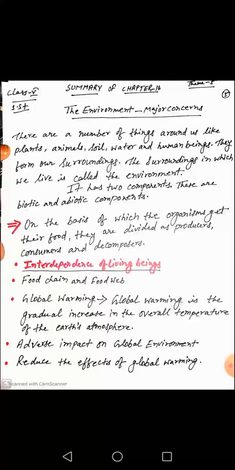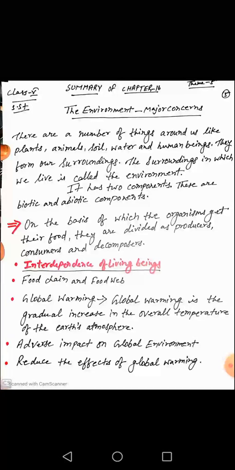Now see, next point in this chapter is interdependence of living beings. कैसे जो है living beings एक दूसरे पे depend होते हैं. The food chain and food web are the diagrams showing this interdependence of living beings.